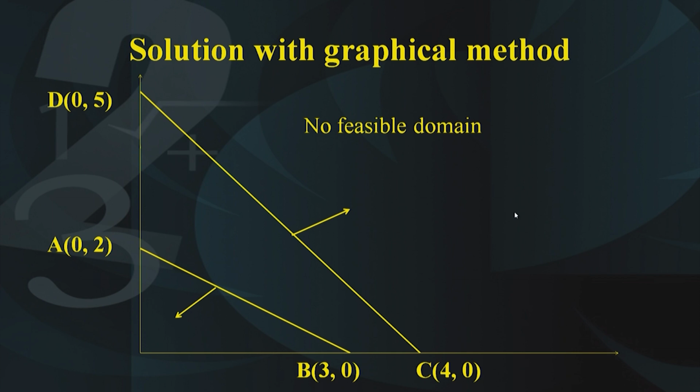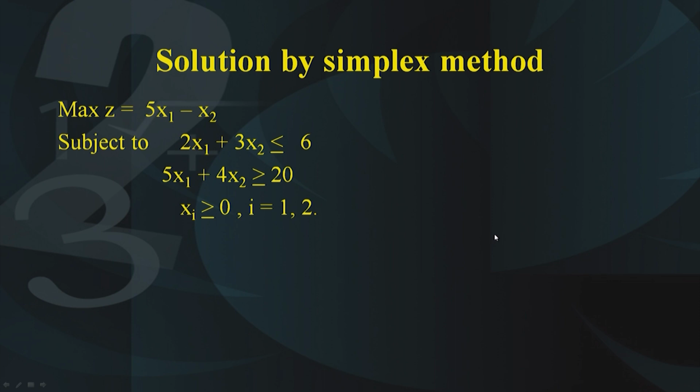So, we will solve this very problem with the help of the simplex method, and we will identify what happens in the calculations of the simplex method, so that we can identify that the problem has an infeasible solution. As before, I have written the problem again: we have a two variable problem which is to be maximized, 5x1 minus x2 subject to 2x1 plus 3x2 less than or equal to 6, and 5x1 plus 4x2 greater than or equal to 20.